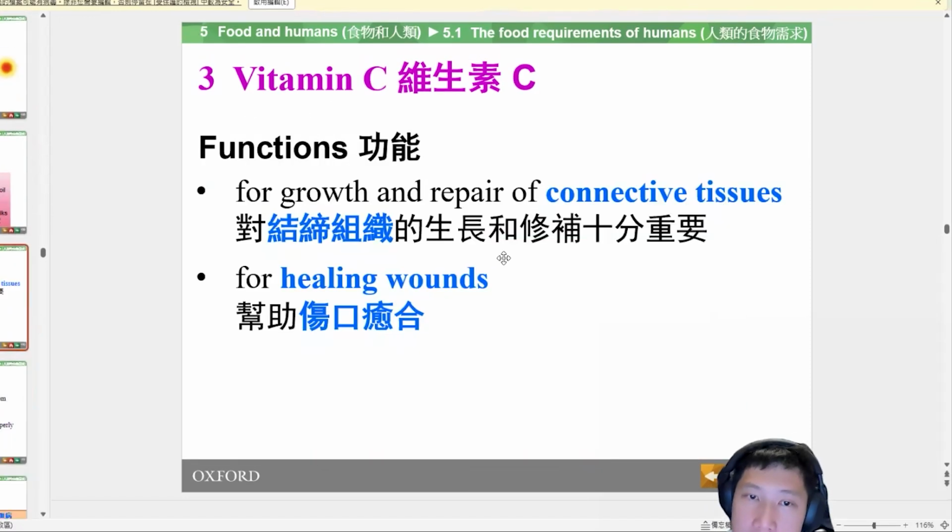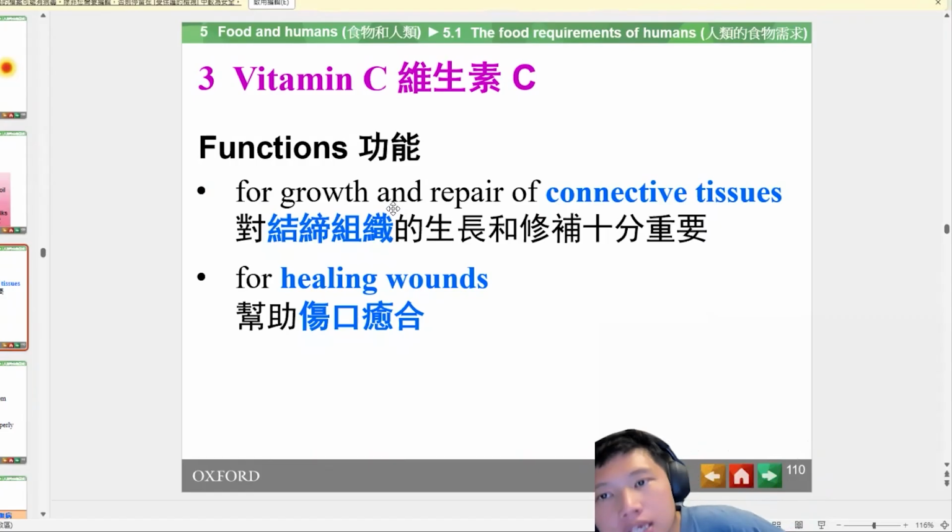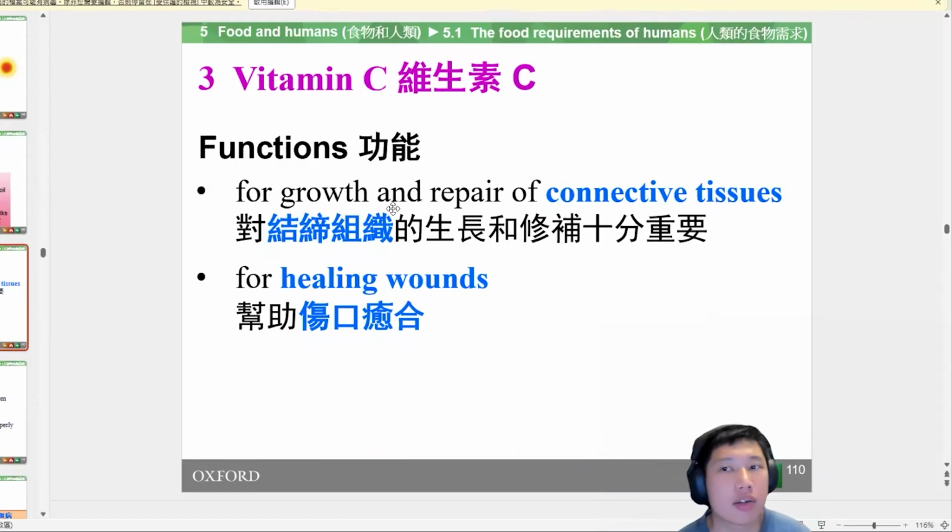Then we will have another one. We call it vitamin C. Vitamin C is a type of vitamin that is water soluble. So, what are the functions of vitamin C? Vitamin C is used for the growth and repair of connective tissues and also healing wounds.